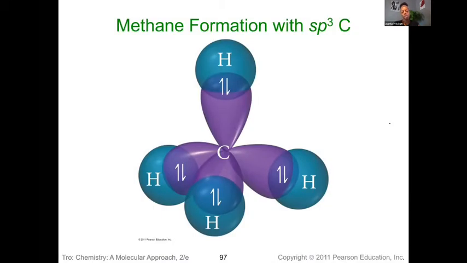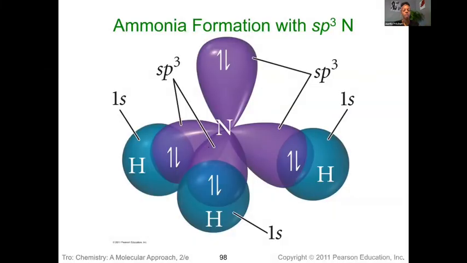All right, and so again, just visually showing you what sp3 hybridization looks like with methane. You have these 4 equivalent hybrid orbitals that are created to allow that interaction with those 4 hydrogen atoms. Similarly with ammonia, sp3. So you have one lone pair and then 3 places where that bonding can occur.